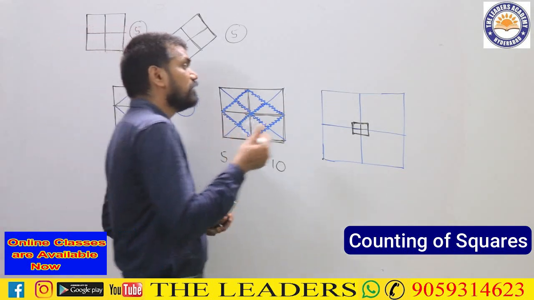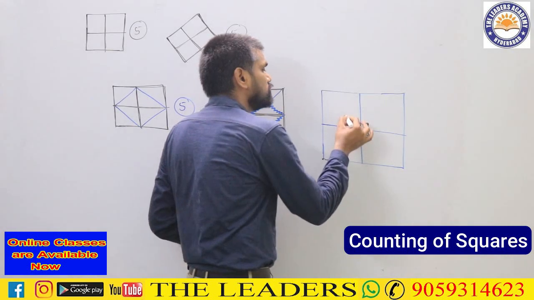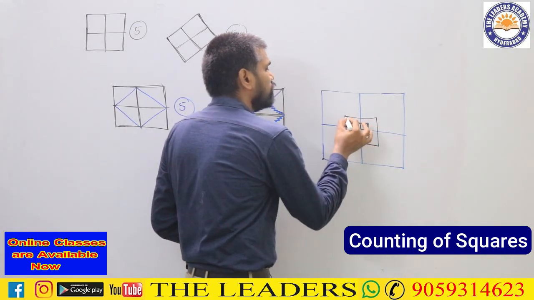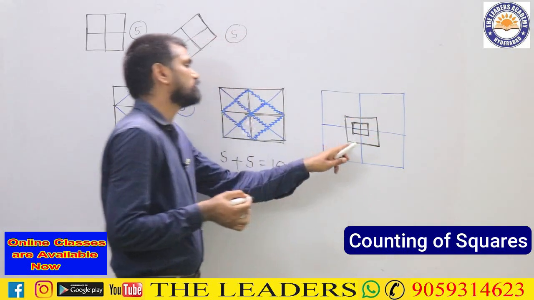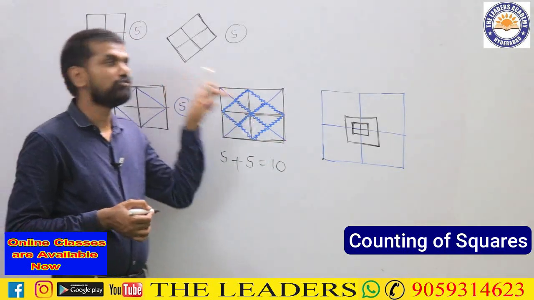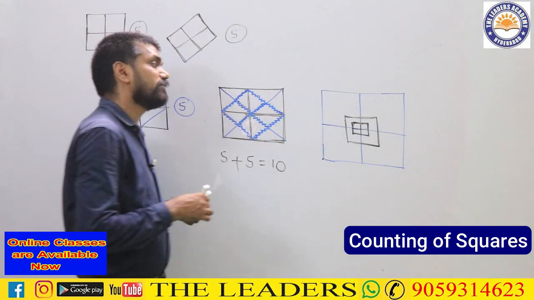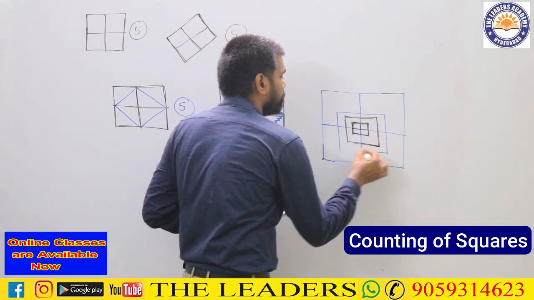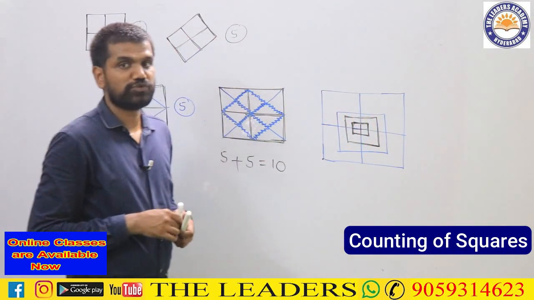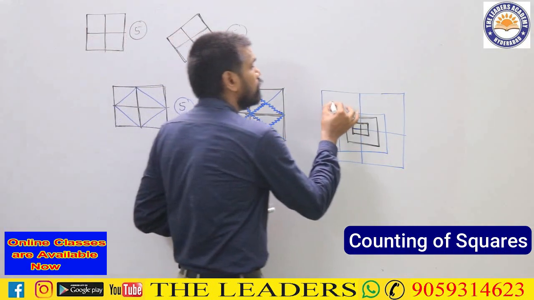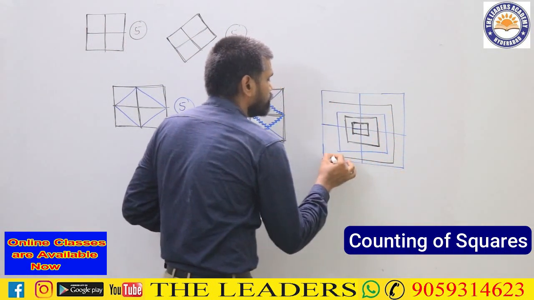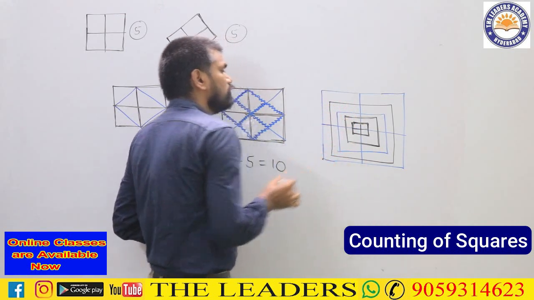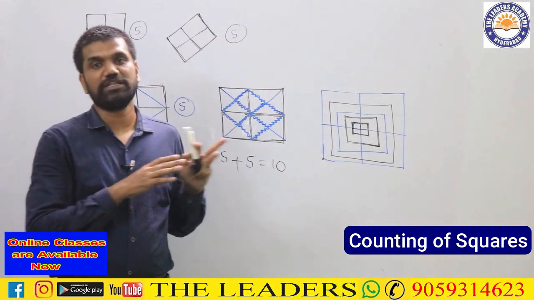giving you 10. If I add one more, this one, this will give me another same structure of this type, which gives me another 5 squares. If I am adding further, if I take one more shape inside that, so that will give me another 5 squares. If I am adding one more, that gives me another 5. So in total, how many squares are there in this one?